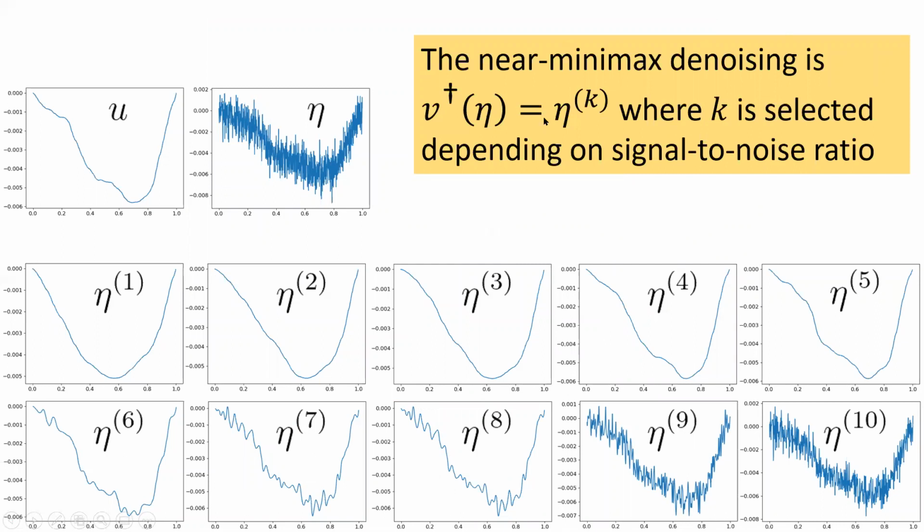The near minimax denoising itself is actually just a kth level optimal recovery. K, the level itself, is selected depending on the signal to noise ratio assumed in the problem. Note that if we take a level too low, the signal is overly smoothed, while if we take a level too high, the signal isn't sufficiently denoised. In this example, the near minimax denoising is the fourth level optimal recovery. This is nice because it removes almost all the noise, but also it recovers some of the nice characteristics in the signal U. It recovers some of the patterns in signal U lost in the noise.